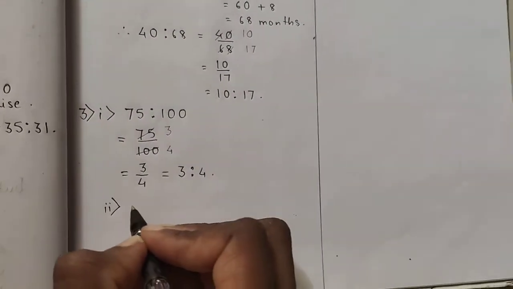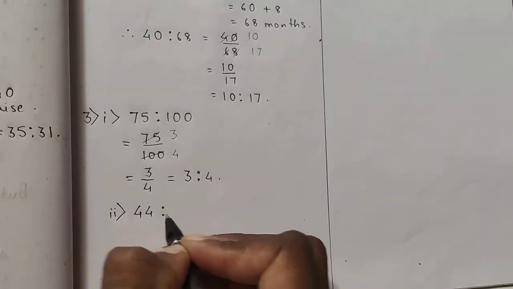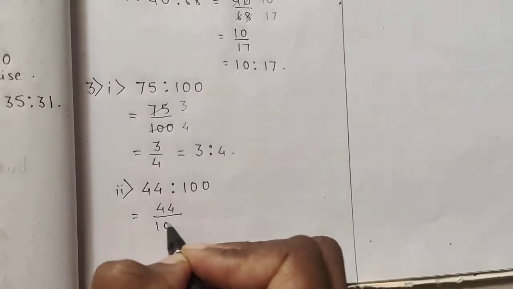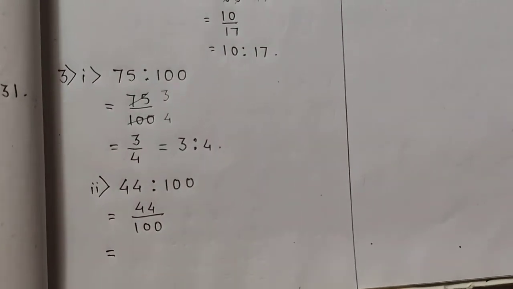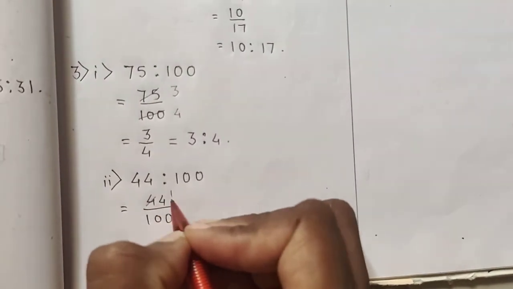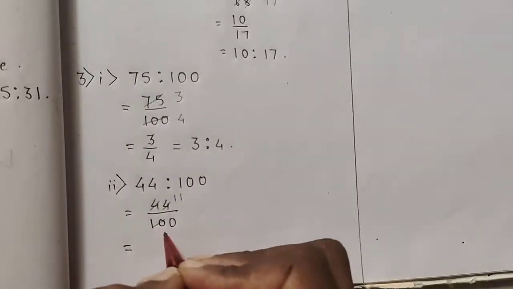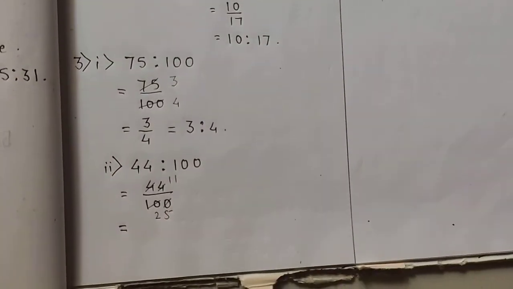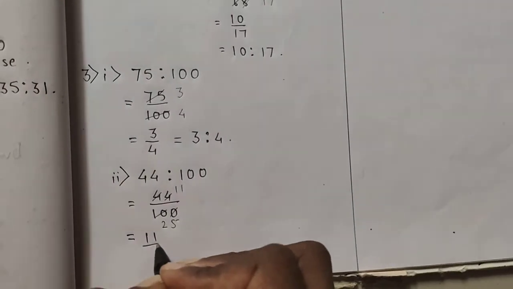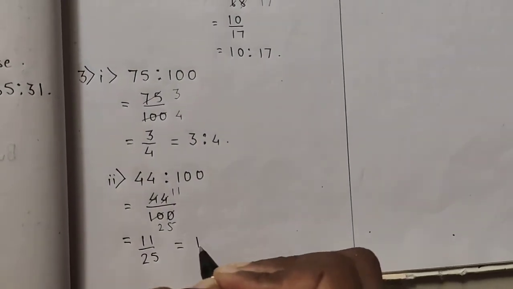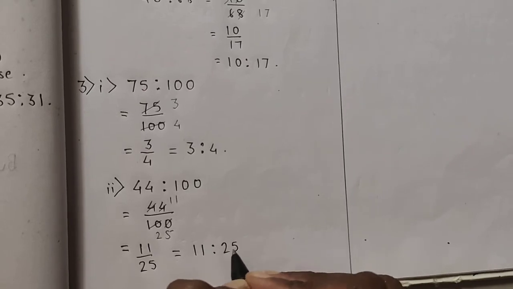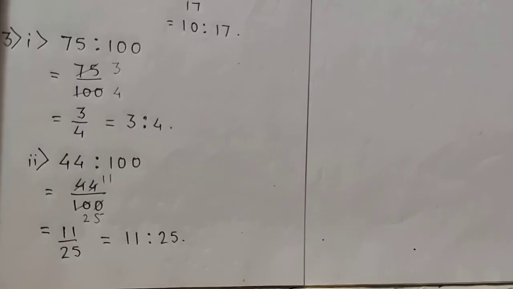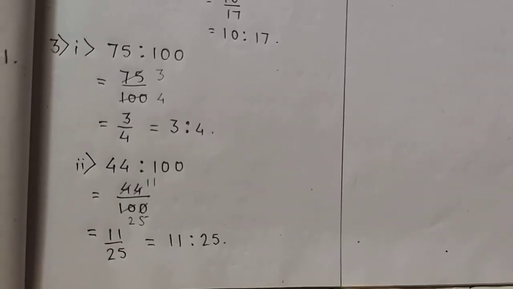Your second question is 44 is to 100. Again do the same way. This is 44 divided by 100. Now you have to do cancellation by 4. 4 1s are 4, 4 1s are 4, 4 2s are 8, so 2 is remaining. 4 5s are 20. So in this case you got 11 upon 25, and this is nothing but 11 is to 25. In this way you are going to write your percentages in the form of ratios.